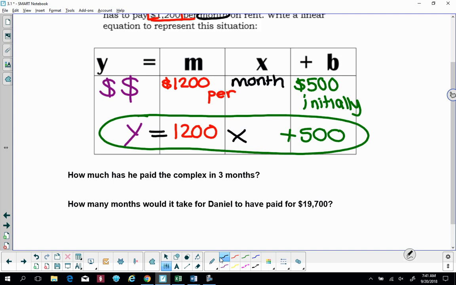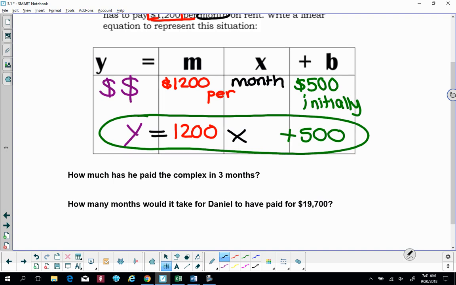Okay, so it says how much has he paid the complex in 3 months? So we have this equation, right? Where is months? Up here. X. Do you guys see that? I labeled it X. So I'm going to rewrite the equation, but instead of X, what do you think we should put? 3. Because we want to find out how much he is paying total in 3 months. So I'm going to put a 3 right there. Then I'm going to solve.